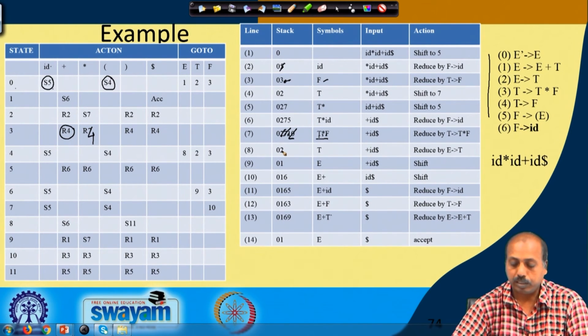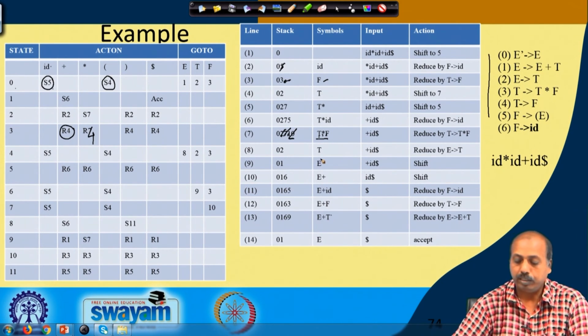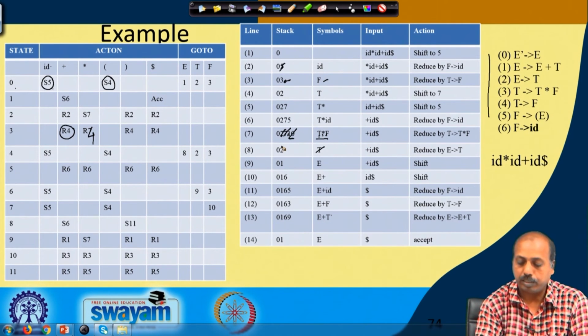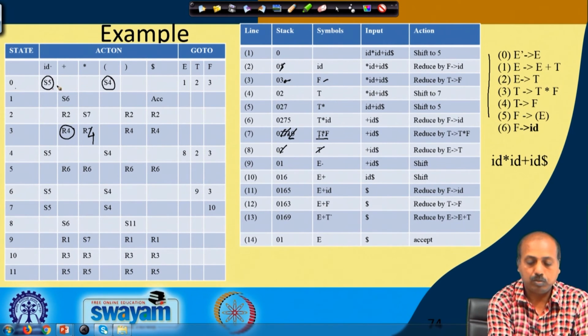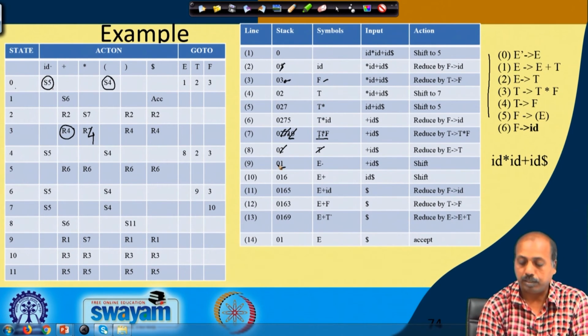So, now from state 2 on plus, it goes to reduce by rule number 2. So, it will follow rule number 2, that is E producing T. So, it will be removing this symbol from the stack, it will be removing this state from the stack, and now this left hand side is E. So, this is replaced by E, and 0 E is 1. So, this state is 1.